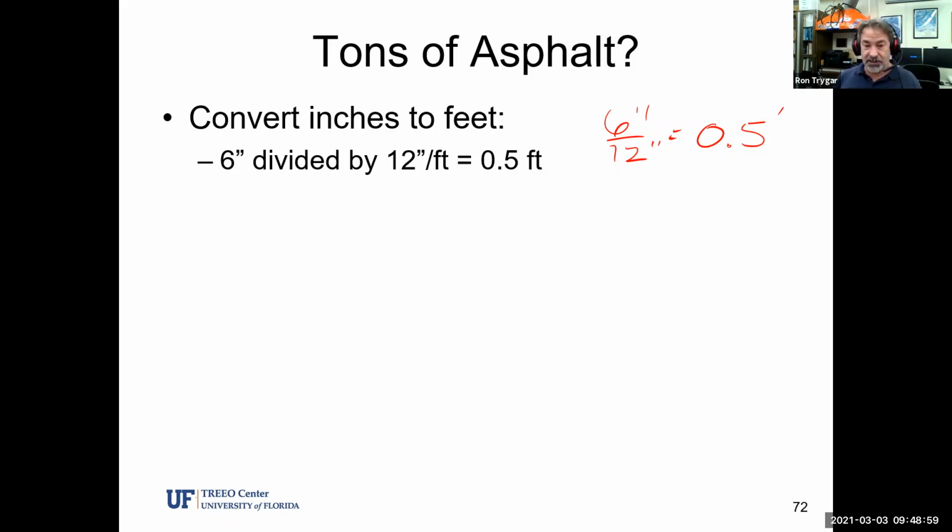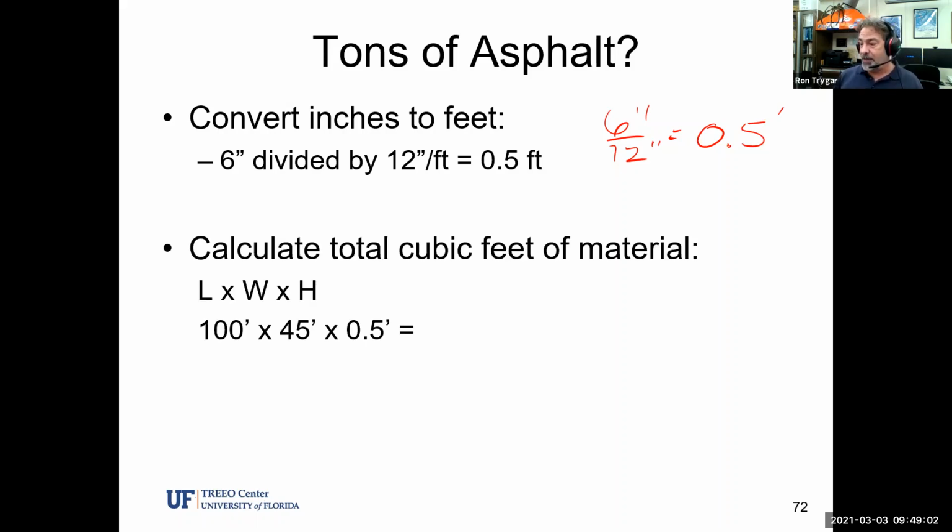All right, so that's our first step. Next step, calculate the total cubic feet of the material that's needed. For cubic feet, in this case, we know that we have a length, a width, and a depth or thickness. So it's not a cylinder, it's a rectangular shape. So the volume equals length times width times height. So we have 100 feet times 45 feet times the thickness of the asphalt, which is 0.5 feet.